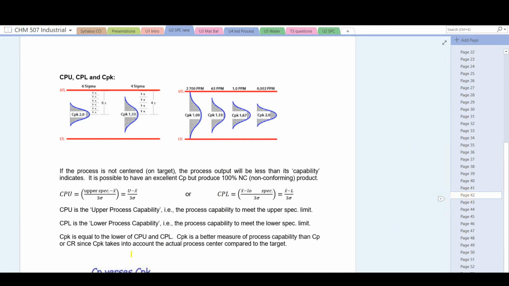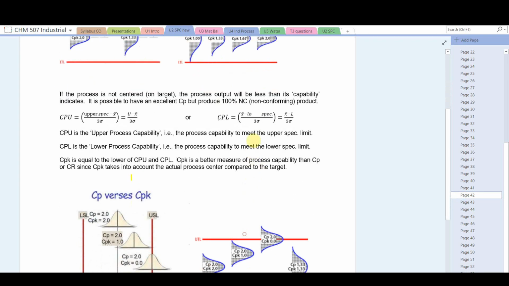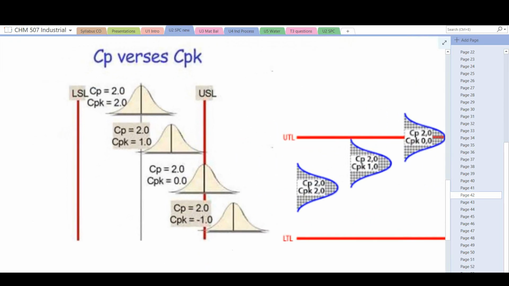Page 42, Cpu, Cpl, and Cpk. Take a look at this illustration in the lower left corner. Recall that Cp was the ratio of the length of the tolerance, upper specification limit minus lower specification limit, divided by the spread of the process, which is generally taken to be 6 sigma. You can see by the length of the lines here that the ratio is about 2 to 1, and so our Cp is in fact 2, and that's good.